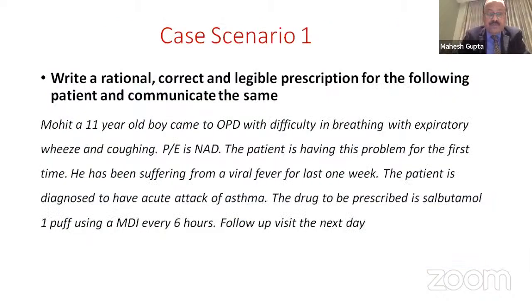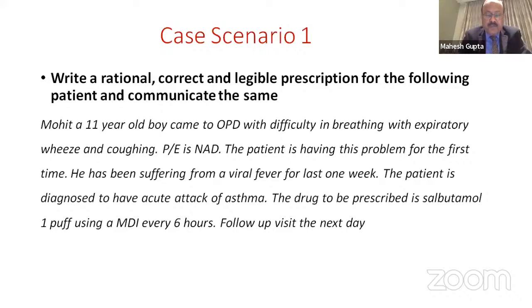Next one, please. So this is a case scenario. Write a rational, correct, and legible prescription for the following patient and communicate the same. So this is talking about a boy, Mohit, an 11-year-old boy, who came to OPD with difficulty in breathing, with expiratory wheeze and coughing. Examination is NAD, physical examination. The patient is having this problem for the first time. He has been suffering from a viral fever for the last 1 week. The patient is diagnosed to have an acute attack of asthma. The drug to be prescribed is salbutamol, 1 puff using a multi-dose inhaler every 6 hours, and follow up visit next day. All right.